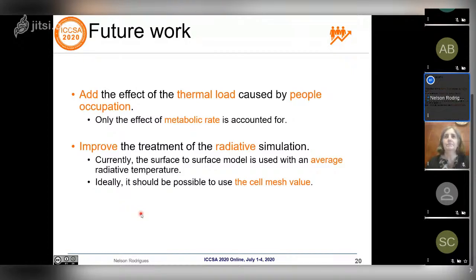this study. Ideally, we should use another model that can give a value of radiant temperature for each cell, so when we are calculating PMV through an algorithm, we can have that specific value and not an averaged value.